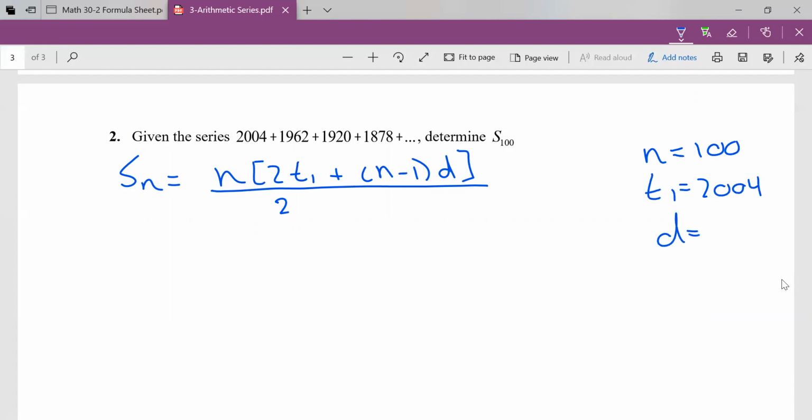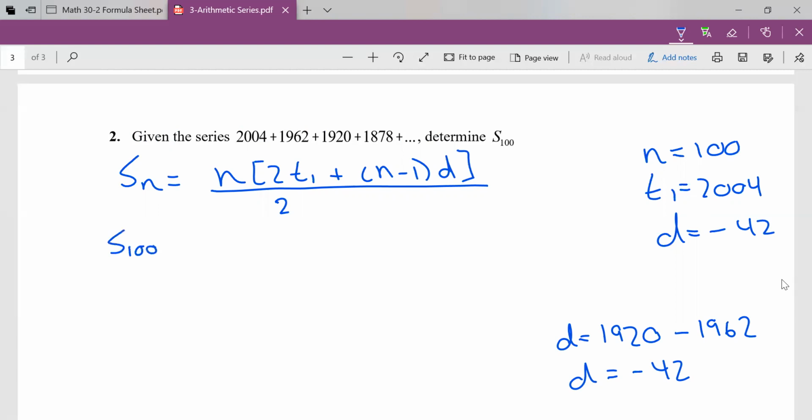The difference will be negative here because we're going down, right? And again, remember, if you want to find the difference, you take any term, it doesn't matter, I'm going to choose 1920, and you subtract the previous term. So what I can see then is my difference is negative 42. It's going down, so I know it has to be negative.